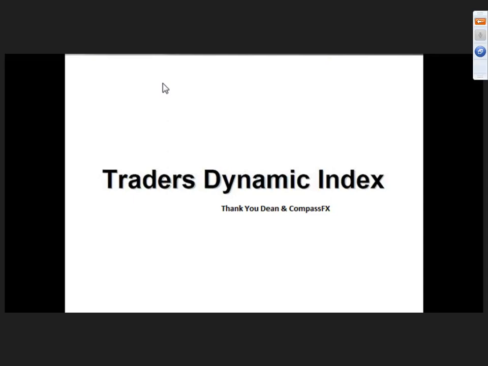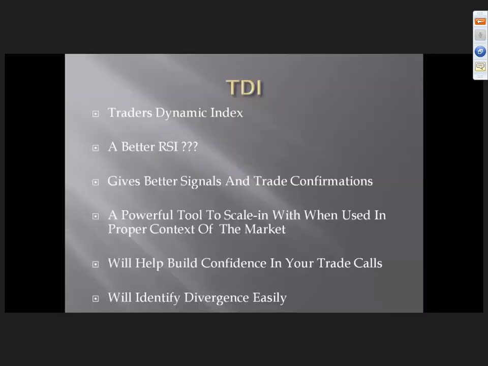All right, so TDI is based on the RSI. It stands for Traders Dynamic Index. I've heard people call it Trend Determination Index, but it's Traders Dynamic Index. I think it's a better RSI. It gives better signals and trade confirmations for our purposes. It's a powerful tool to scale in with when used in the proper context of the market. It's going to help you build confidence in the setups because it's going to issue a signal in line with what you think you're seeing on the chart.